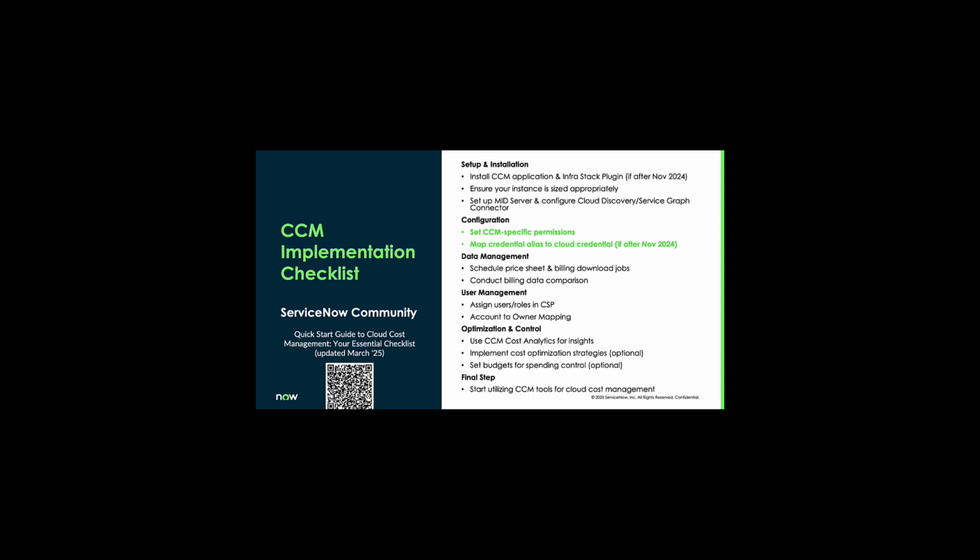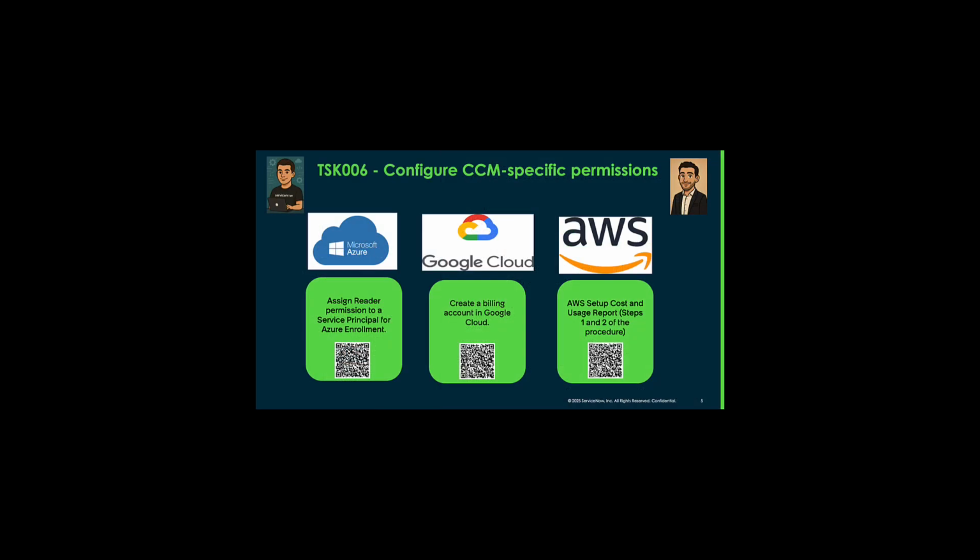We will be talking about configuration phase two today, setting up the CCM specific permissions as well as mapping aliases to cloud credentials. Now, these steps are very tedious and could be a little bit time consuming to make sure that they're done correctly. However, Ryan, the head of cloud operations, is going to need to reach out to the cloud admins to get these things done.